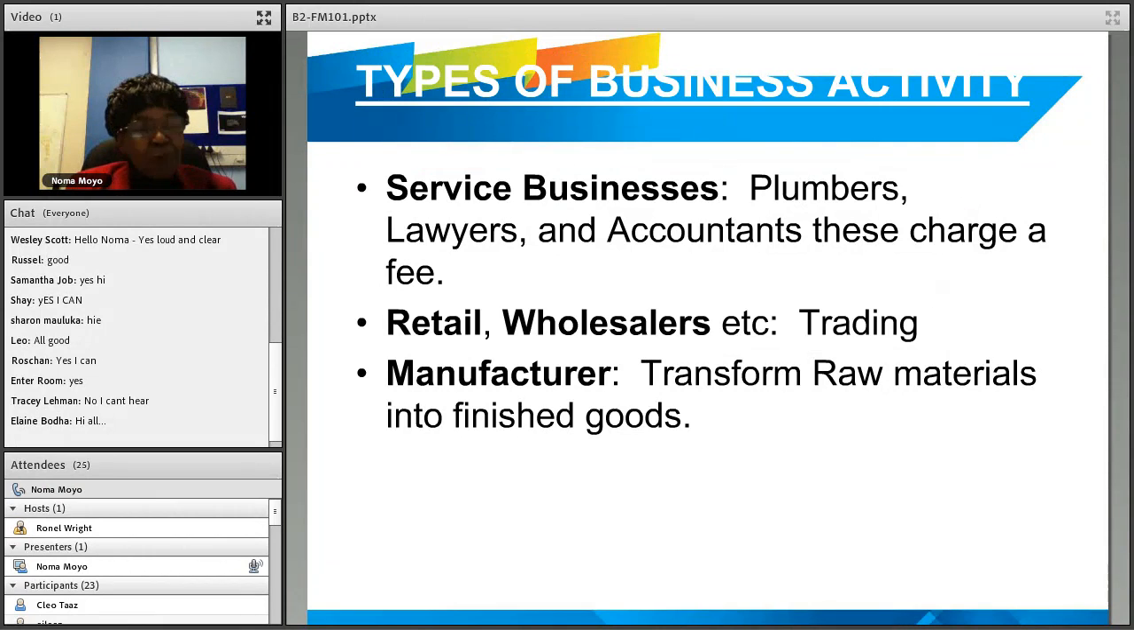Okay. The types of business activity. We have what we call service business, like plumbers, lawyers, and what I'm doing right now. I'm offering a service to you. Accountants, these charge a fee. You'll note that in their statements, you won't have anything like sales, but you'll have fee income. Retail, wholesalers and trading, these will have sales. Manufacturers, these are the ones that transform raw materials into finished goods.